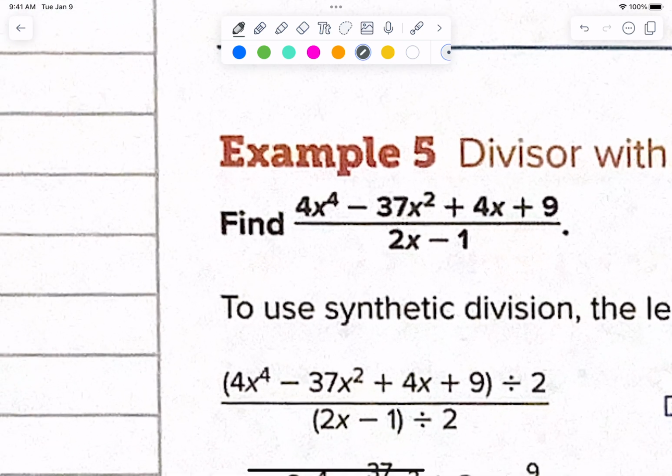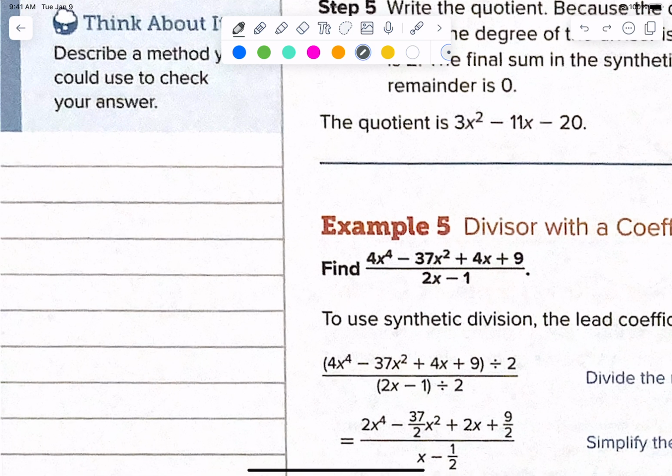This one's going to be easier for this one, Brady, because you have to divide by 2x. Long division when there's a 2x there is kind of a pain in the butt. How do you know when you can use synthetic division and when you can't? I'll tell you here in a second.